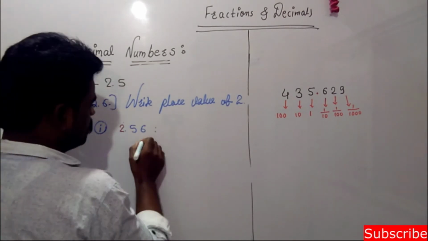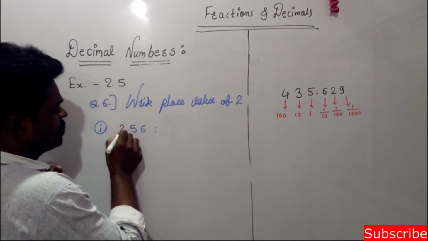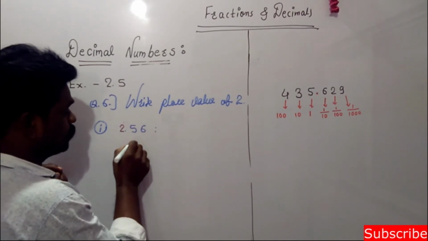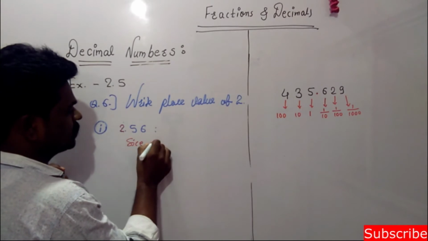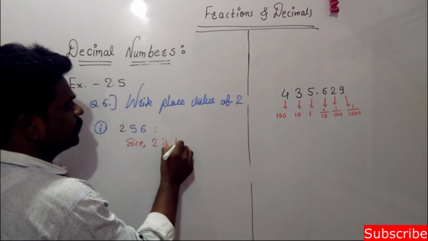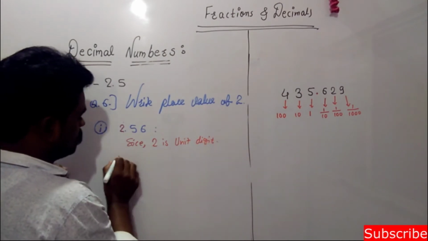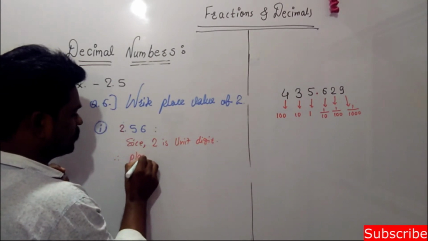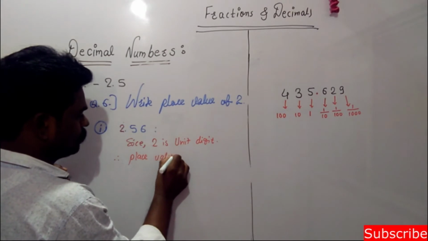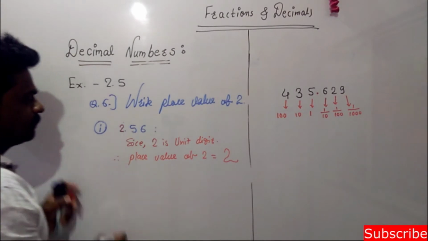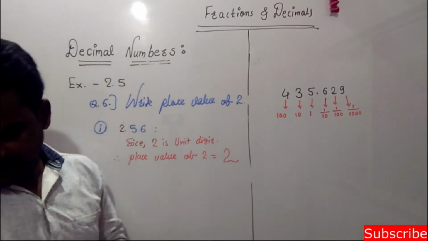2 only. Here the place value of 2 is, since 2 is at the units digit, therefore the place value of 2 is equal to 2 only. No problem. Let's take the next problem.